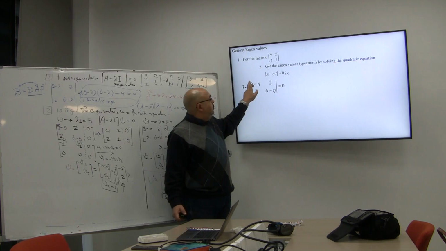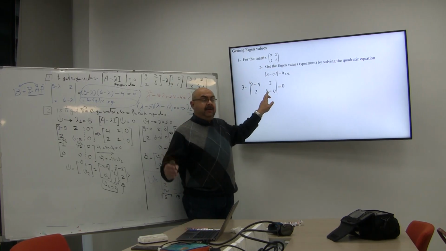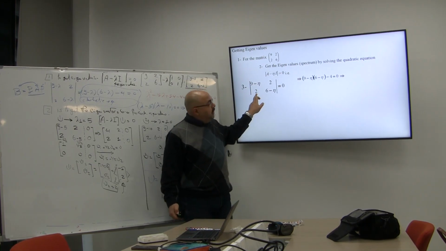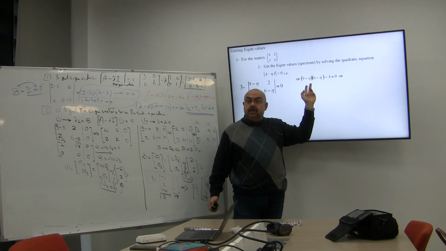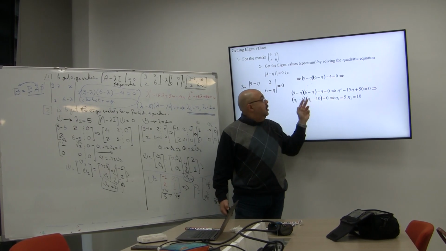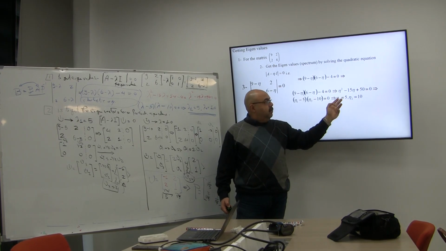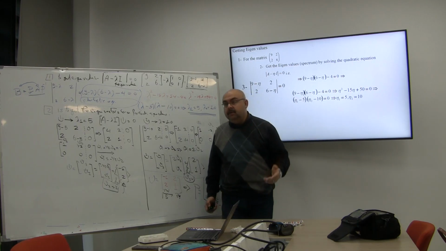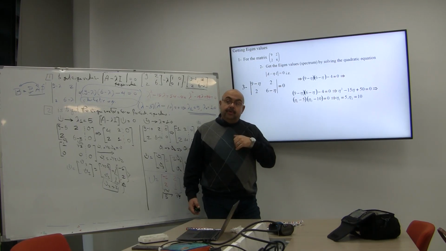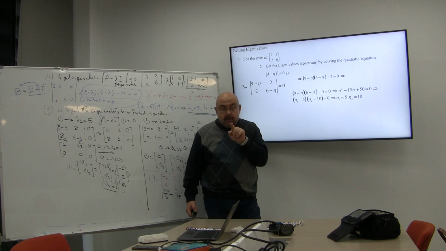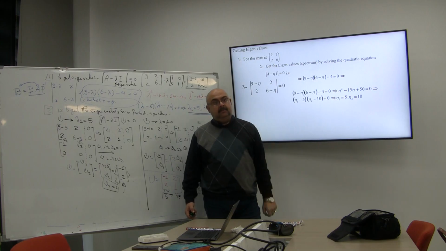Simply, I will get the multiplication of the principal diagonal minus the multiplication of the secondary diagonal. You will end up having a quadratic equation. Expand it, simple. Then try to factorize it and get the roots of this equation. Succeed. Lambda 1 equals 5, lambda 2 equals 10. Done. By the way, those roots for you may be real or complex.